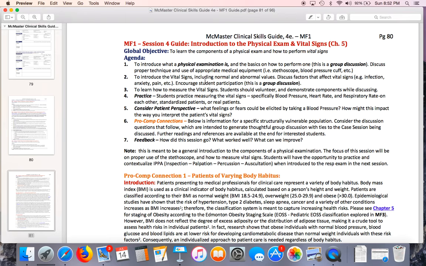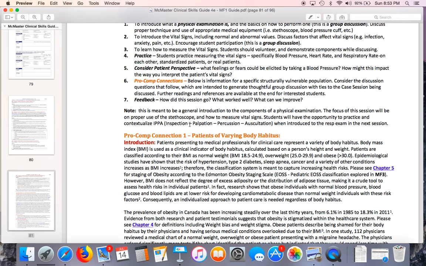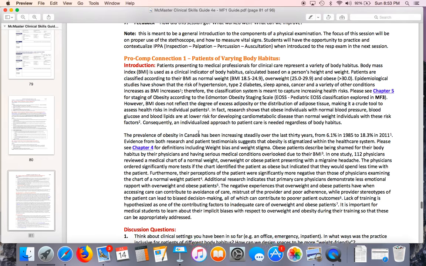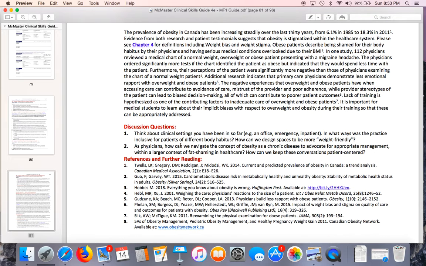So this is one of the things I wanted to talk to you or show you in terms of that diversity and inclusion piece. You see, this starts to get into the physical exam, and there's a pro-comp connection. Remember, professional competencies is part of the curriculum that looks at things around ethics, communication, professionalism, etc. And there's a little primer here on patients of varying body habitus. You'll see that there's a little bit of stuff to read. There's some references if you need them, but then there's just some simple discussion questions.